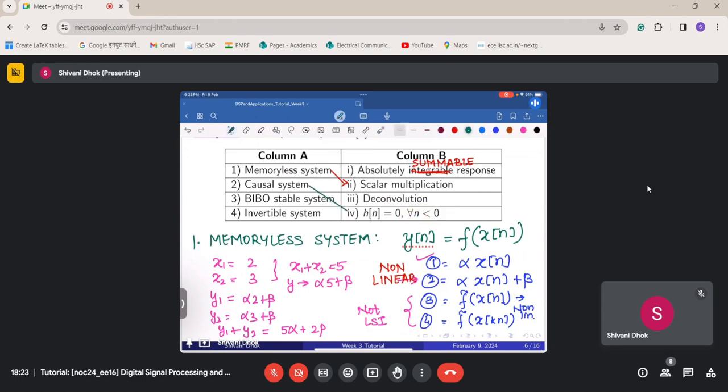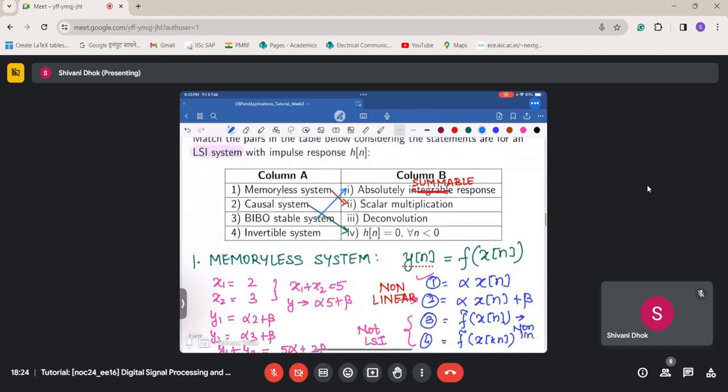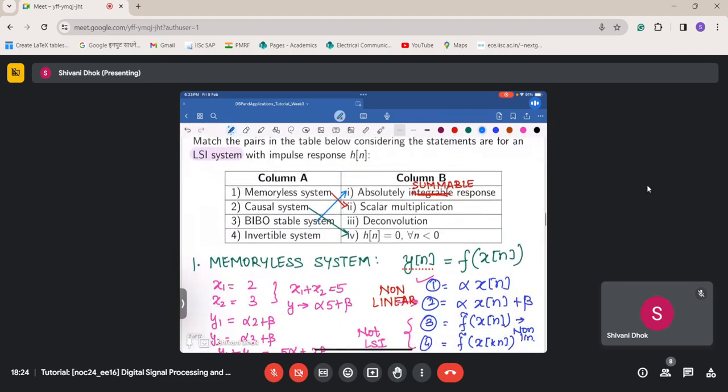This we had derived in the normal class lecture. Then the next thing, as she mentioned, when we are having a stable system and it is an LSI system, the impulse response should be absolutely summable. And if it is an invertible system, then what does an invertible system mean? Let me add a page.